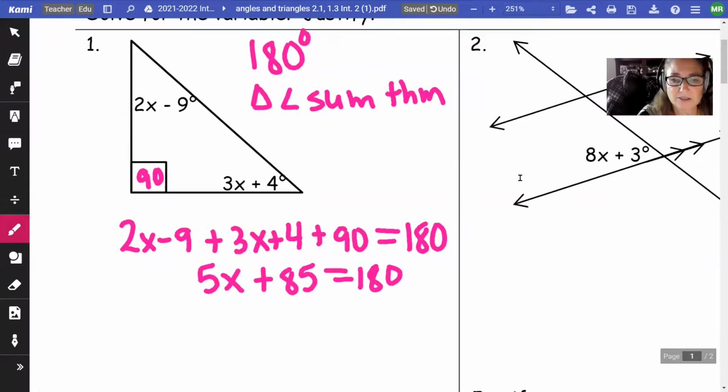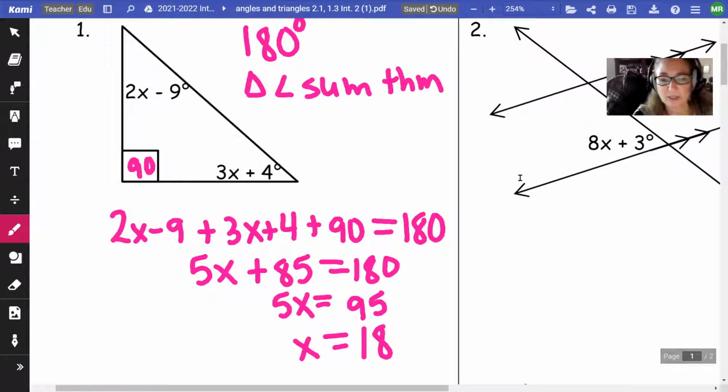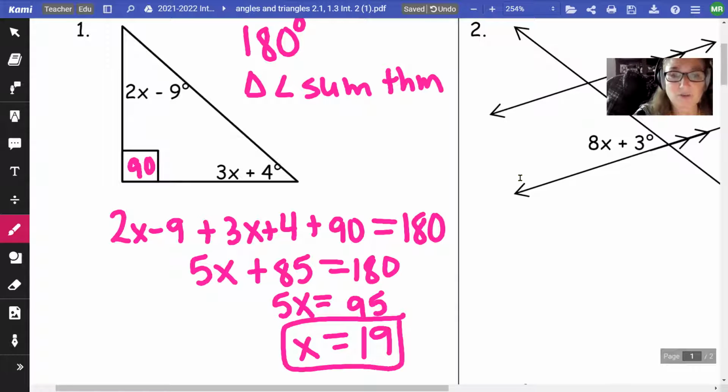I'm going to subtract 85 from both sides. I'm going to end up getting 95. And then I'm going to divide both sides by 5. 5 goes into 9 once, which is going to leave me with 445, so 18. 19, I apologize. 19. And that is my answer for x.